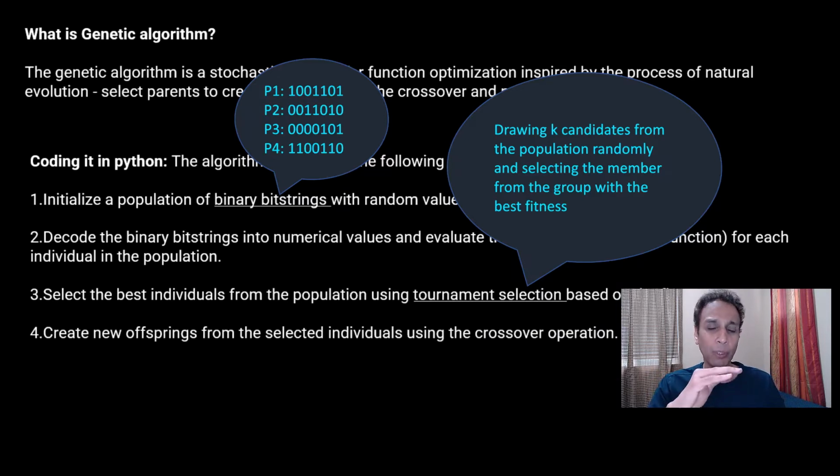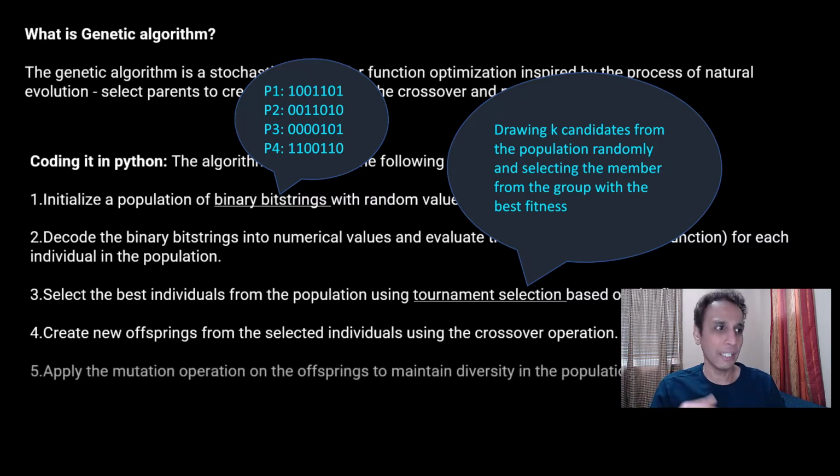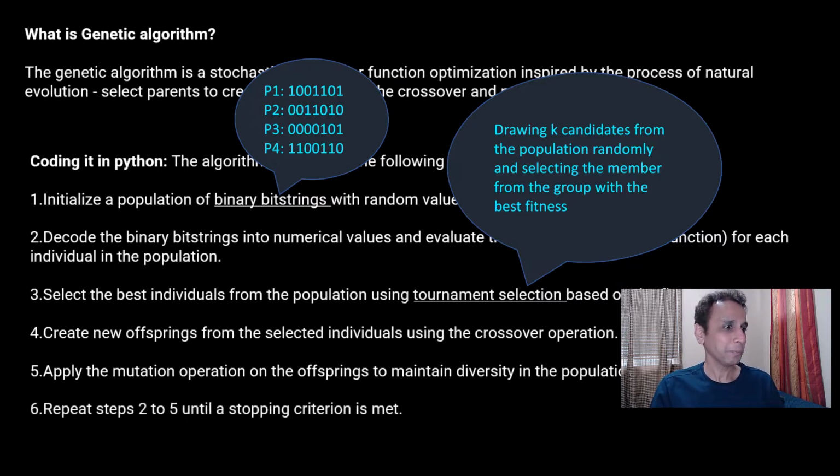And then with those, create a new offspring from the selected individuals using a crossover operation, and then you apply mutation to this. We did some of this in the last tutorial, so none of this should be completely strange to you, especially for my subscribers if you watched the last video. And of course, we are going to repeat steps 2 through 5 until some sort of stopping criteria is met. Okay, so that's the goal for today. So let's go ahead and jump into the code. And again, as usual, I share the code with you, so look for that in the description.